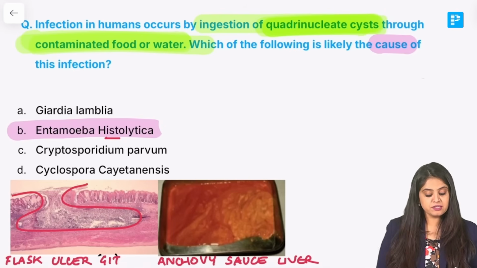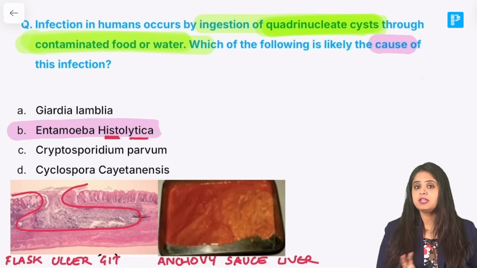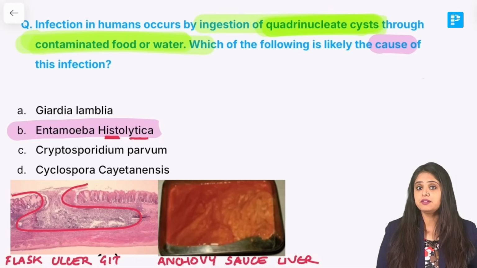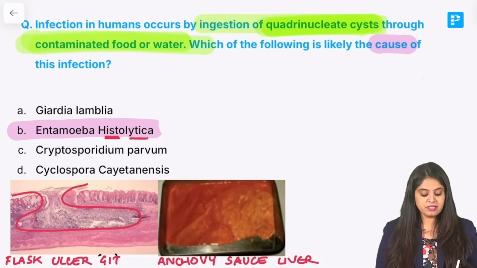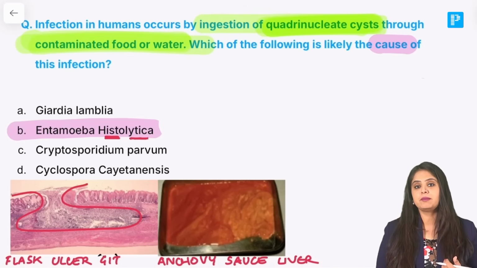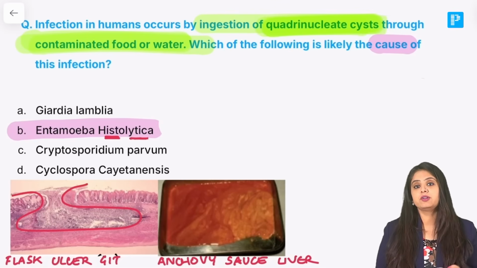But it has the word histolytica. Histo means tissue, lytica means breakage. It can break any tissue. Like over here, it can break the liver tissue, and that is going to result in this brownish pus, known as the anchovy sauce appearance. But having done the GIT and the liver manifestation, coming back to how we get this disease: fecal-oral route by contaminated food and water. And in that food and water, what is mixed? It is the quadrinucleated cyst.